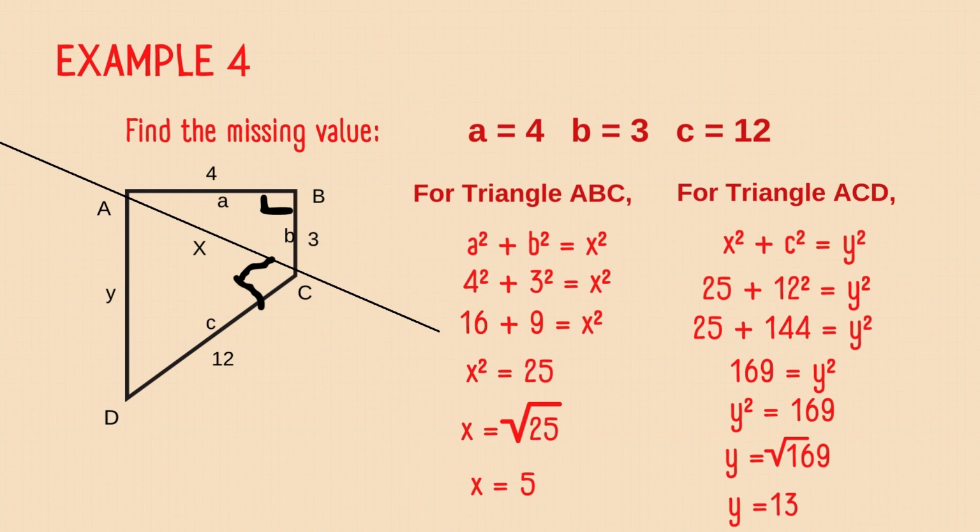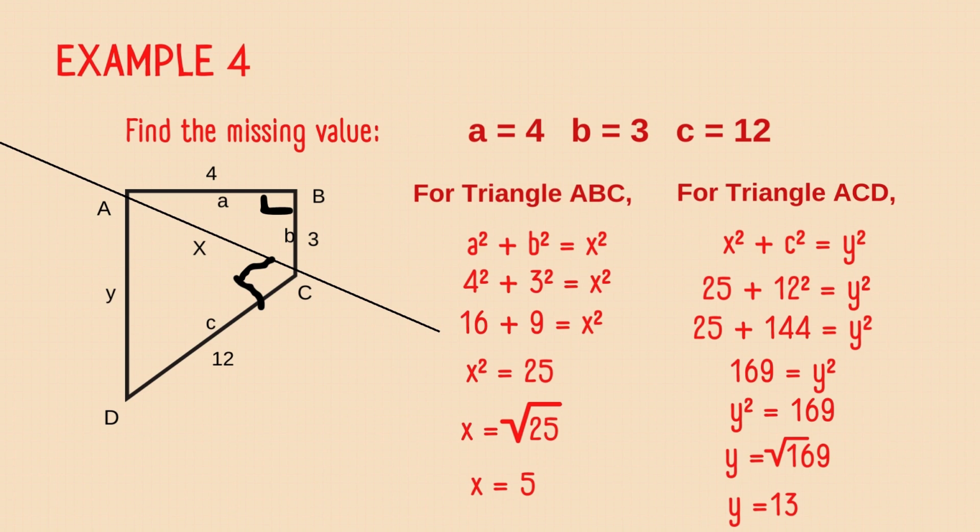My a is 4, my b is 3, and then my c is 12. So I want to solve for my x and my y. So for triangle ABC, I have a squared plus b squared is equal to x squared, where my a is 4 and my b is 3. So 4 squared plus 3 squared is equal to x squared. 4 squared is 16, 3 squared is 9, and then I want to find the value of my x squared. So 16 plus 9 is 25. So x squared is 25, and then my x is 5.